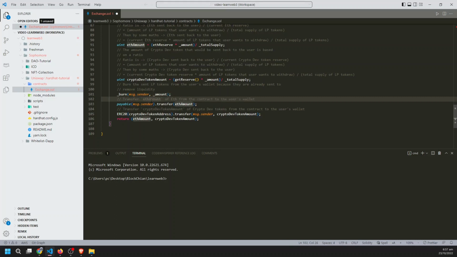Transfer the Ethereum amount of ether from the contract to the user's wallet. Now let's transfer the Ethereum amount against the tokens that the user wants to burn. Now transfer the amount of crypto dApp tokens from the contract to the user's wallet. So here it is. So let's move on to the next function.